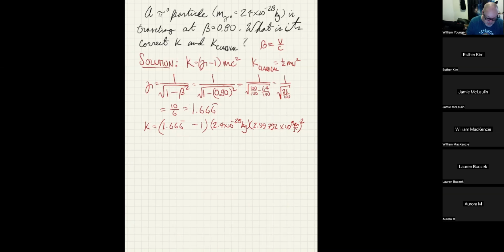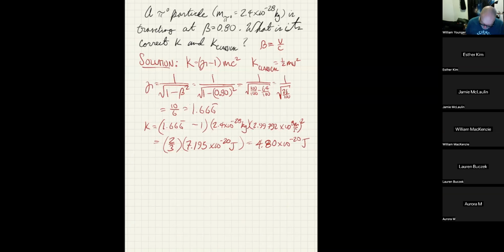Minus 1. Obviously, this is going to give me 2/3 right here. That's 1 and 2/3 minus 1, so that's just 2/3. And then 2.4 e to the negative 28 times c squared, e to the 8. That gives me 2/3 times 7.195, carrying an extra digit, times 10 to the negative 20th. And that's joules, that's the mc squared. That gives me 4.80 times 10 to the negative 20 joules.